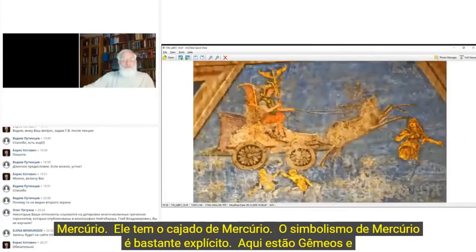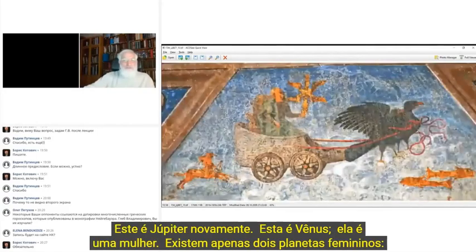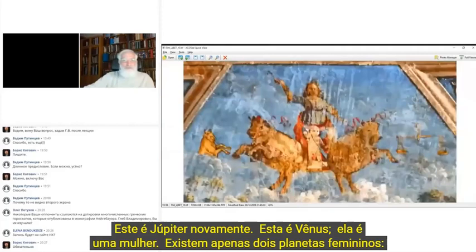Here's Mercury. He has the staff of Mercury. Mercury's symbolism is quite explicit. Here are Gemini and Virgo. He is between Virgo and Gemini. This is Mars in warrior attire. Capricorn and Scorpio. This is Jupiter again.